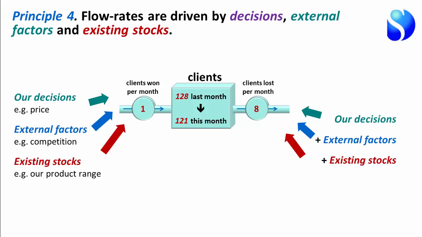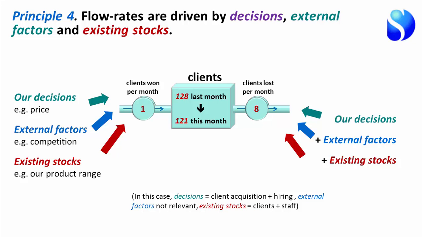Things we decide to do, things that happen to us from outside, or existing levels of stocks. I've been working this way for many years. I can't find any other category of thing that causes flow rates to change. And in this case, decisions are client acquisition and hiring. External factors are not relevant because this is a self-made problem, and the existing stocks are clients and staff, which are already in our model.